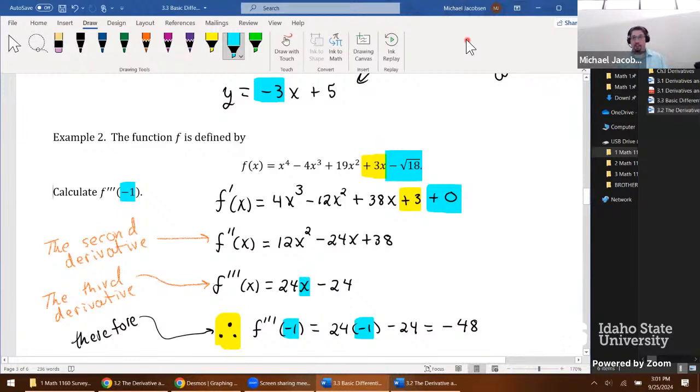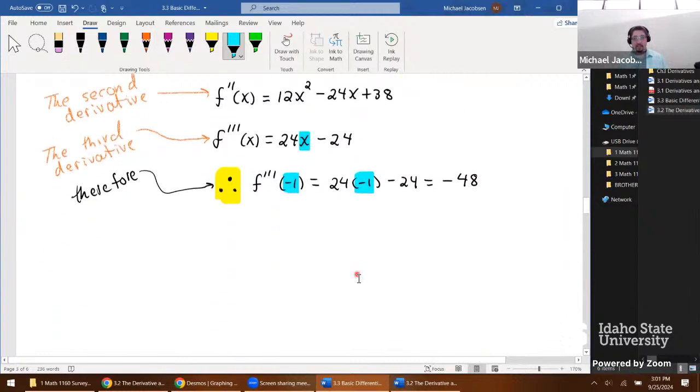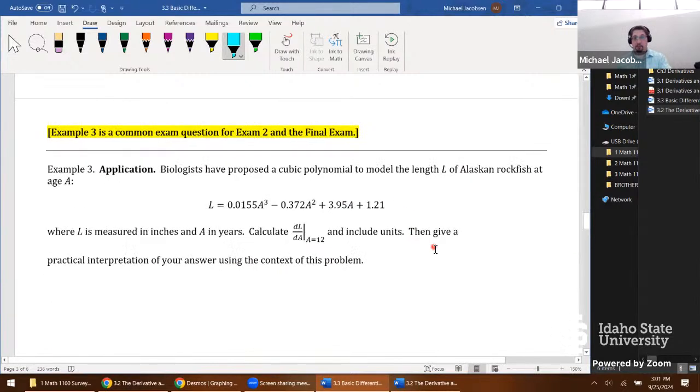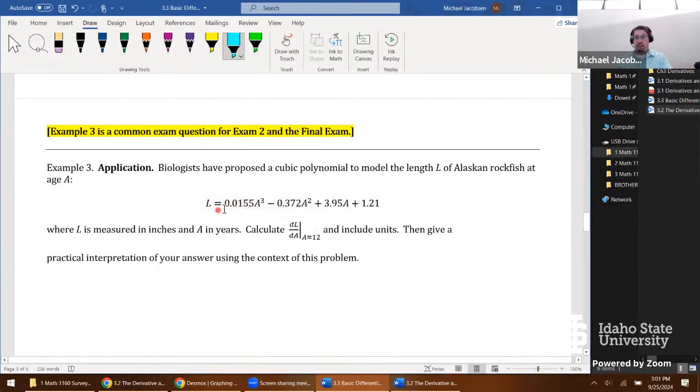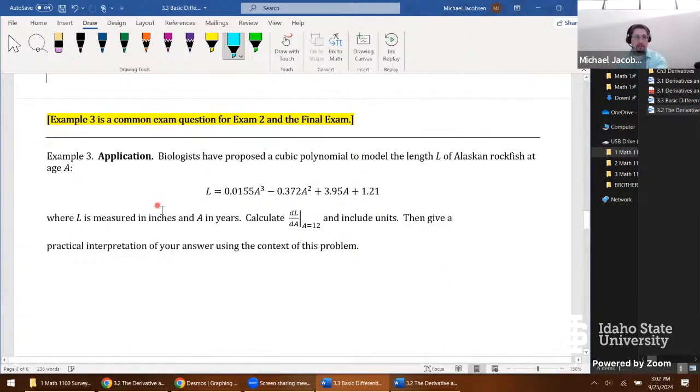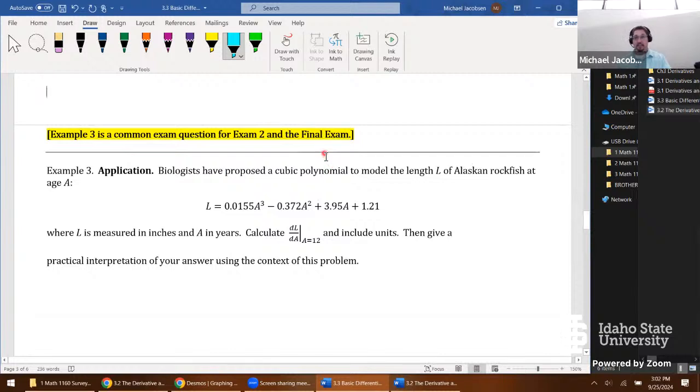Okay, well, we've done a lot of work on these notes so far. Let me show you where we're going with these notes. This is an interesting problem in its own right. It's purely just a math problem, zero context whatsoever. So the next problem we're going to take a look at is a real honest application. We're modeling the length of Alaskan rockfish. We need to calculate a derivative. This one's indicated in Leibniz notation. And the hard part about it is giving a practical interpretation. We definitely want to go very carefully through a problem like this one. I wrote example 3 as a common question for exam 2 and the final exam. So we'll see these kinds of questions more and more.